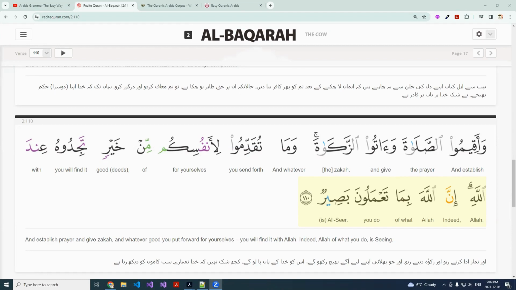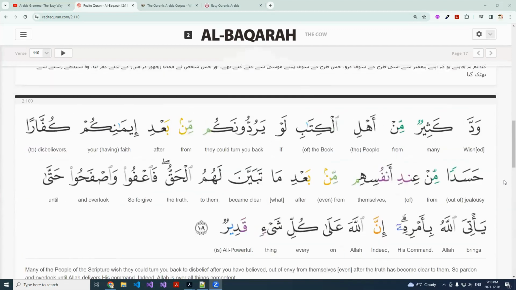Assalamu alaikum wa rahmatullahi wa barakatuh. We are going to start from ayah number 110. And so before we do that, let's quickly take a look at what we did last time.